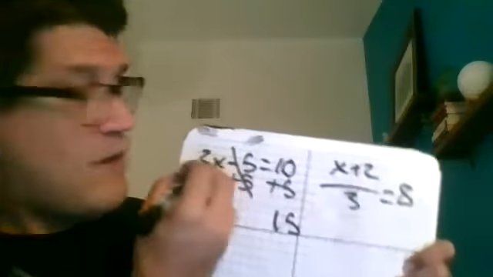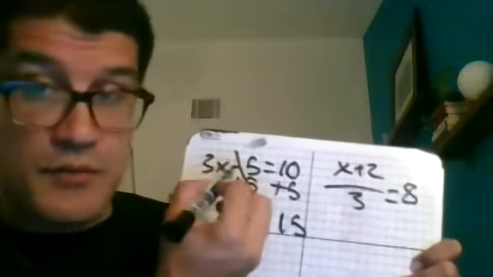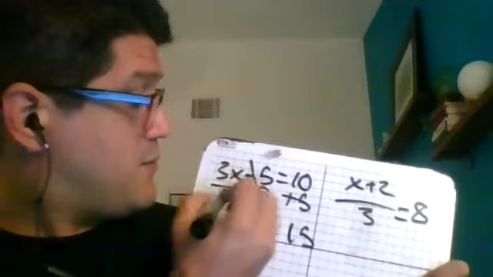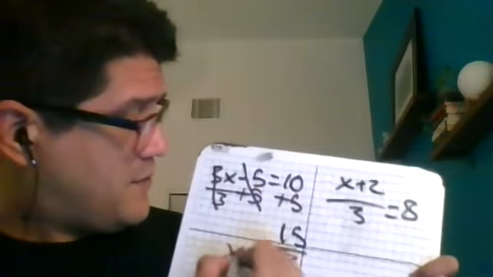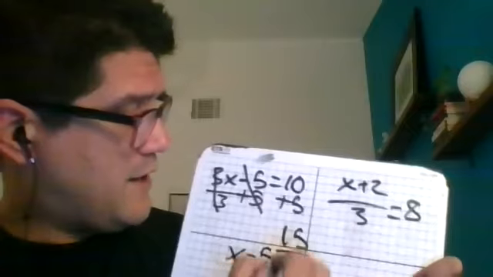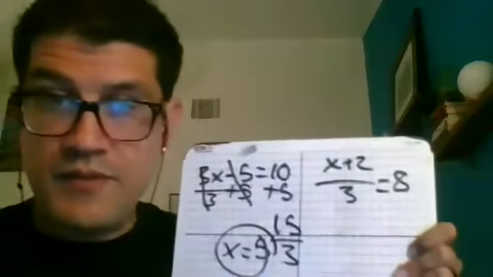Now this side, how do you get rid of the 3? What's the opposite of multiplying by 3? Because that's what it's doing. We divide by 3, cancel. Divide by 3, x is all by itself, and it equals 5. Because 15 divided by 3 is 5.